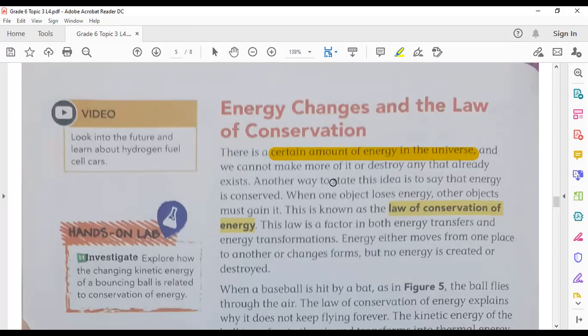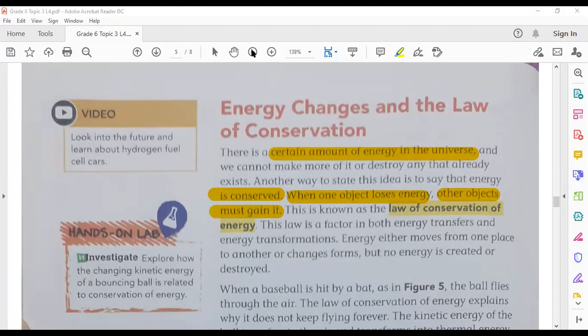Another way to state this idea is to say that energy is conserved. When one object loses energy, this energy must be gained by another object. Look, when one object loses energy, this energy is not destroyed. We don't lose it. This energy is gained by another object.